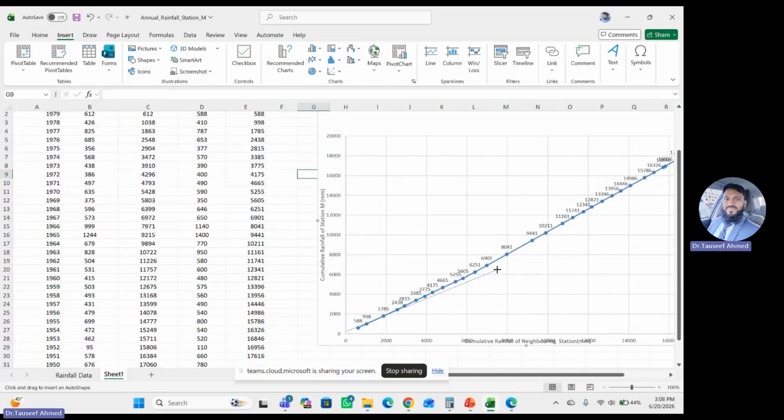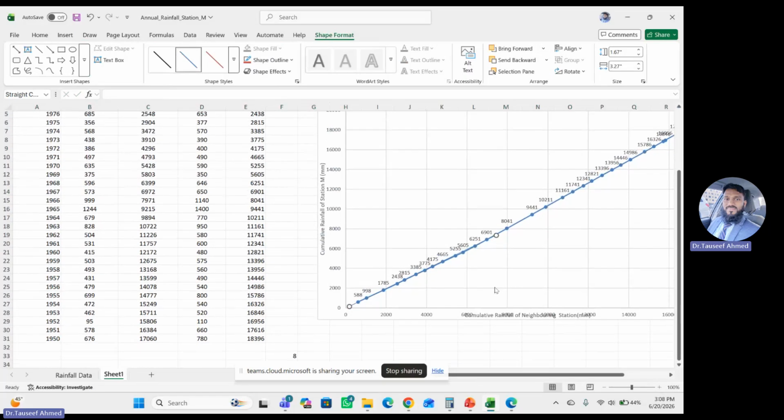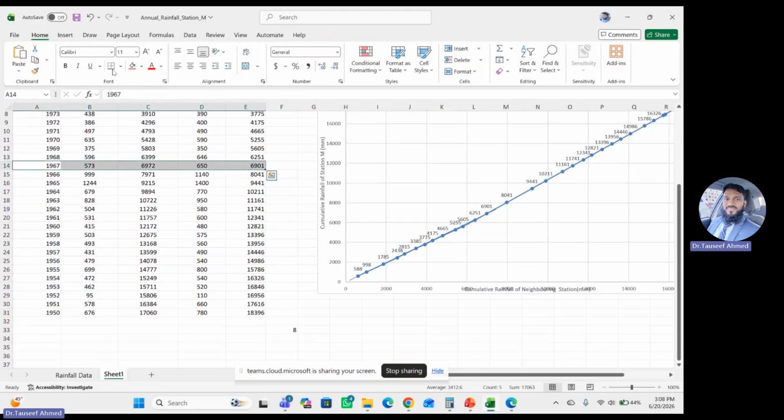If you will see this graph up to this, I will correct. Now see here, up to 6,901, what is this value? This value is for 1967. Can you see this one?